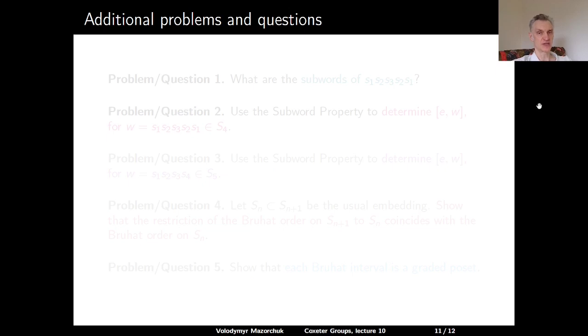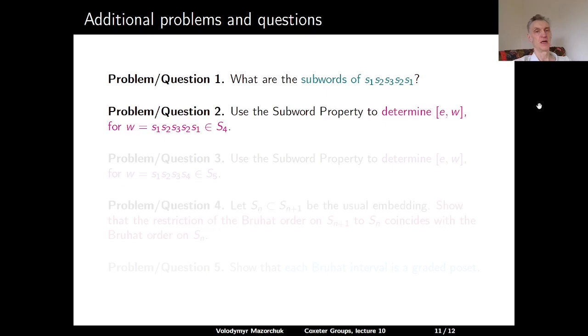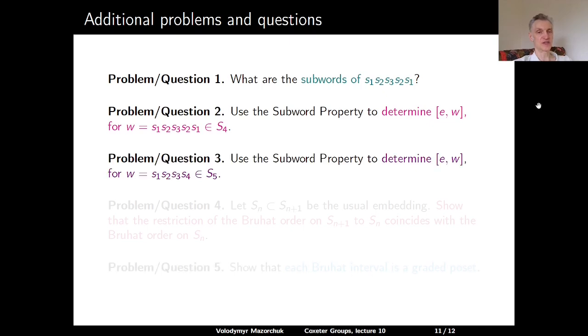Some additional problems and questions at the end. Problem question 1. What are the subwords of S1, S2, S3, S2, S1? Problem question 2. Use the subword property to determine the Bruhat interval between the identity and w, for w being the element S1, S2, S3, S2, S1. And that's an element of S4. Problem question 3. Use the subword property to determine the Bruhat interval between the identity and w, where w is the element S1, S2, S3, S4, which is an element of S5.